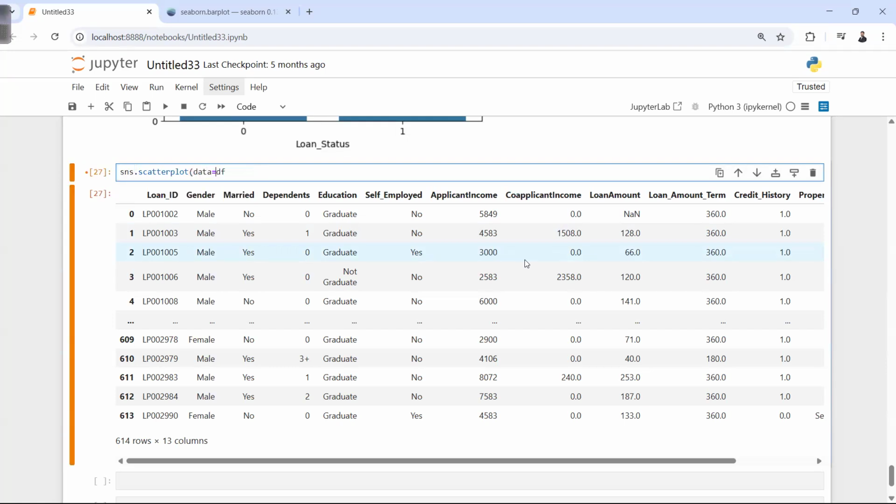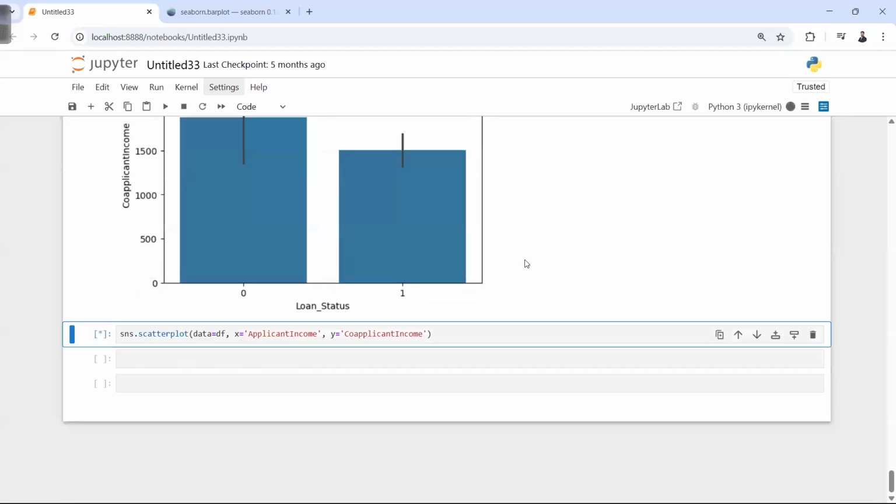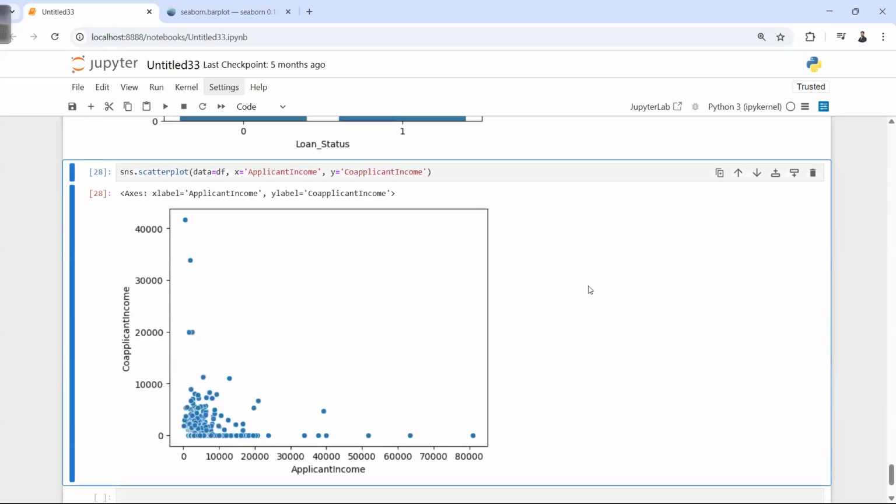Data is equal to df. X-axis is equal to applicant income. Y-axis is your co-applicant income, right? So here you can see that we got the plot.